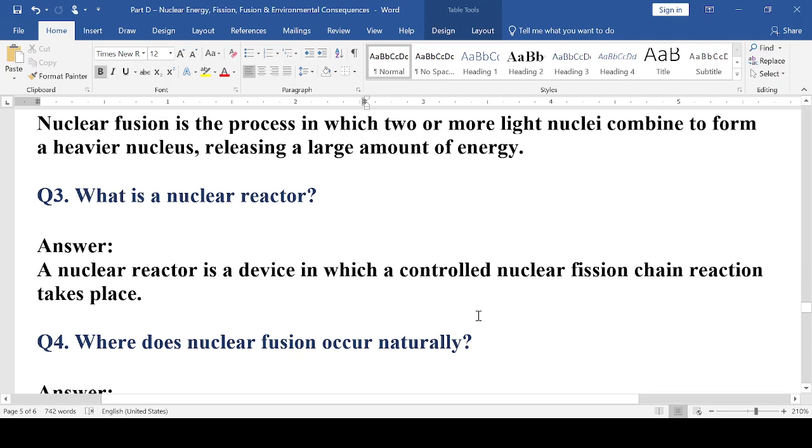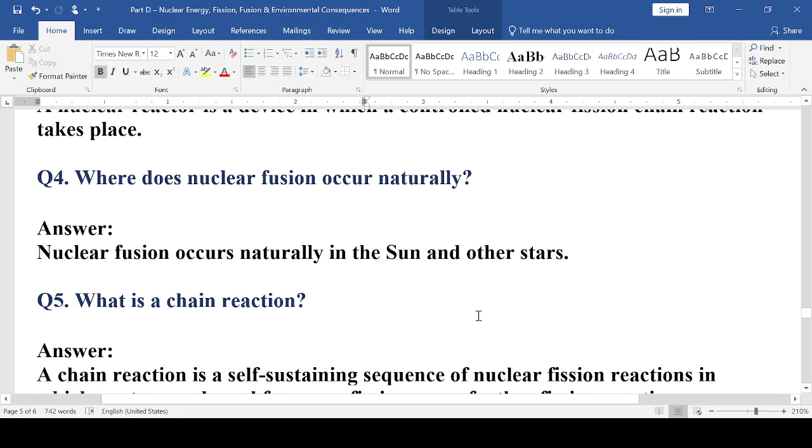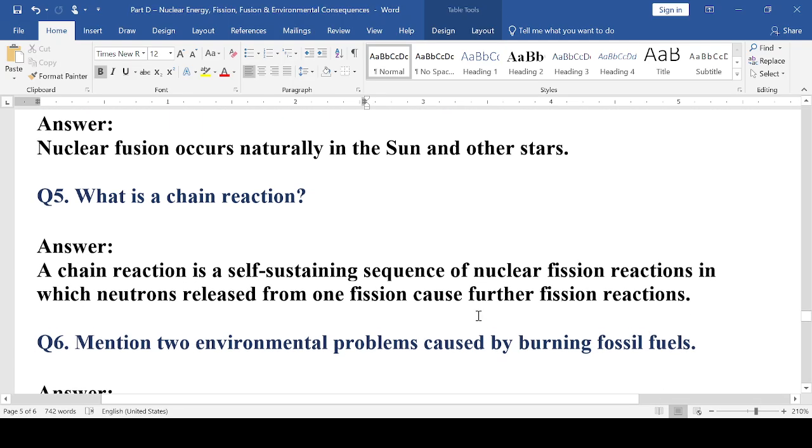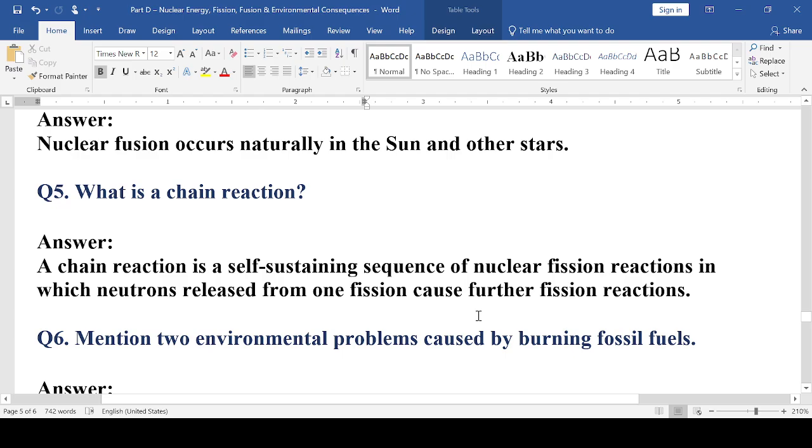What is a nuclear reactor? It is a device in which a controlled nuclear fission chain reaction takes place. Where does nuclear fission occur naturally? Nuclear fission will occur naturally in the sun and other stars. What is a chain reaction? A chain reaction is a self-sustaining sequence of nuclear fission reactions in which neutrons released from one fission can cause further fission reactions. So it will continue.